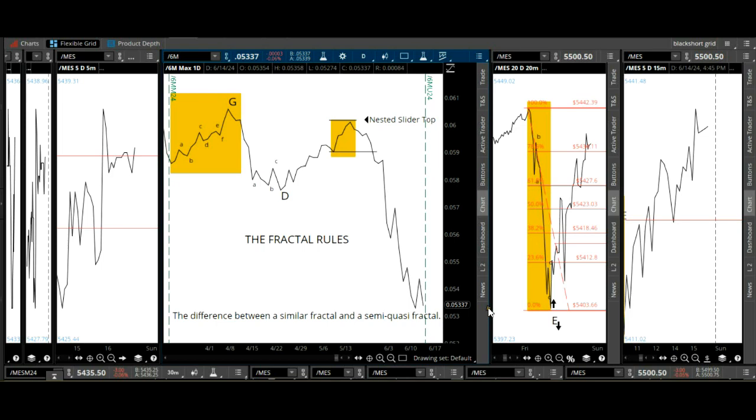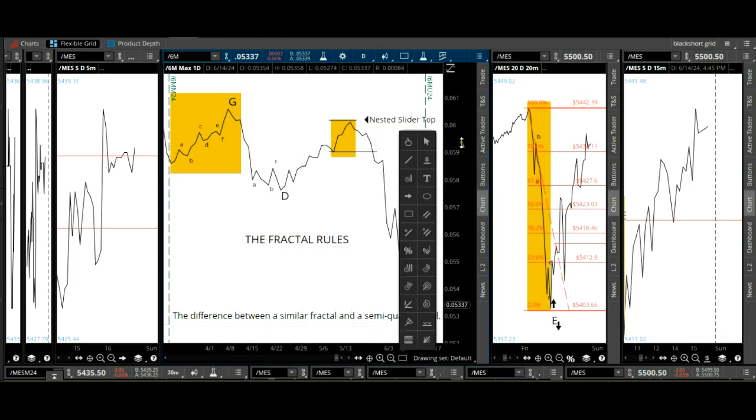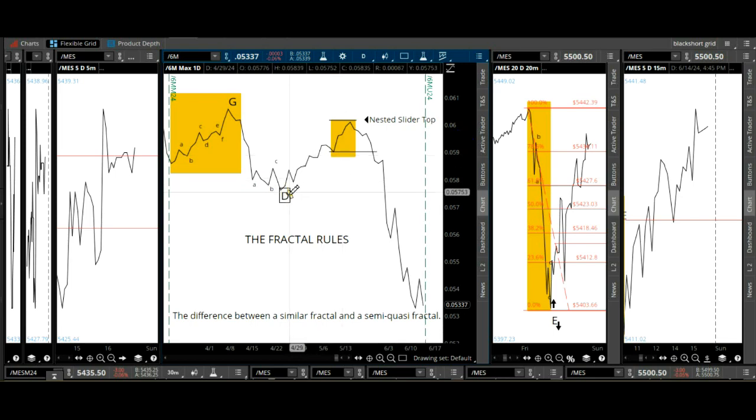Okay, now how far will it go down? Again, we wait for another fractal. We have now a semi quasi 1, 2, 3, 4, 5 growth fractal that develops right here. Okay. So now the market goes up, and how far will it go up? We don't know until we find another fractal. Look what we found here. We found a typical slider top.